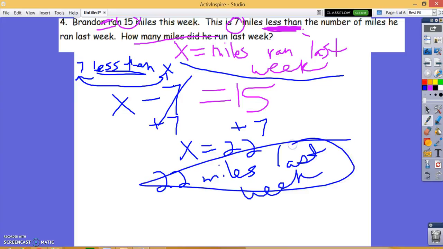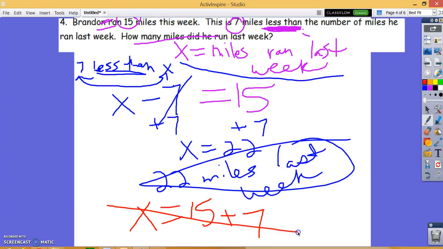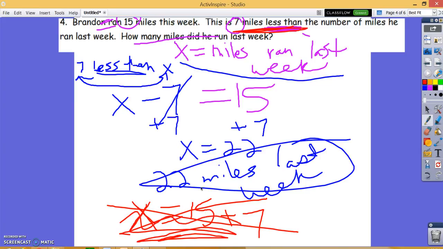Now, a couple of you were probably thinking, oh, I could have, and I don't want you to write this out, but I want you to watch. I could have just said x equals 15 plus 7. That would be marked incorrect. Part of the standard is setting up an equation that goes with the word problem. So because it says 7 miles less than, we needed to show x minus 7. The other reason that this would be wrong is because x is isolated. You can't have x by himself. If you want to use that to check your work, though, of course you could do that.